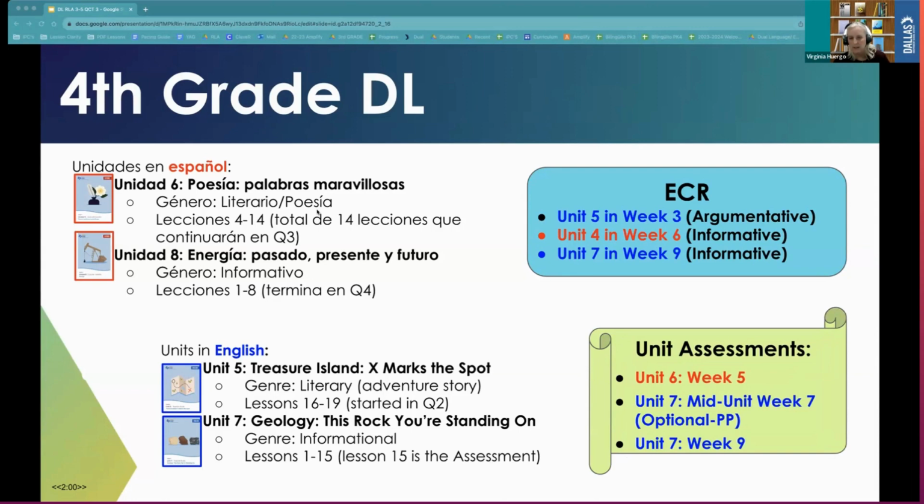And the unit assessment is Unit 6, then in week 5. Unit 7, you will have an optional one, okay? I put a pausing point in the middle of the week so that you can have the mid-unit assessment. And finally, the unit assessment for Unit 7 would be week 9.